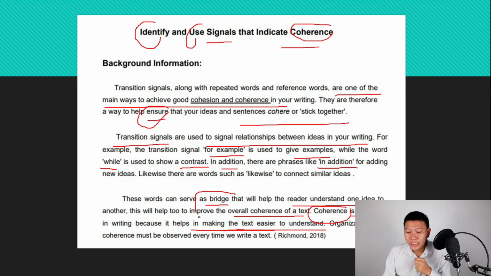Remember, coherence is essential in writing. It's very important in writing because it helps in making a text easier to understand. Okay? Remember all of those things.